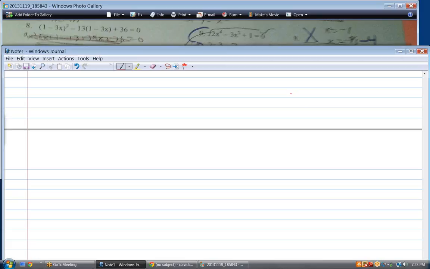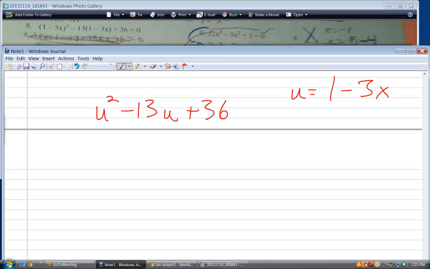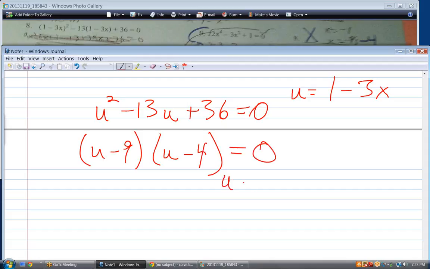What's our substitution going to be? 1 minus 3x. So rewrite it as a quadratic in u. U squared minus 13u plus 36 equals 0. And does this factor nicely? Yes, it does. U minus 9 and u minus 4. So u is equal.